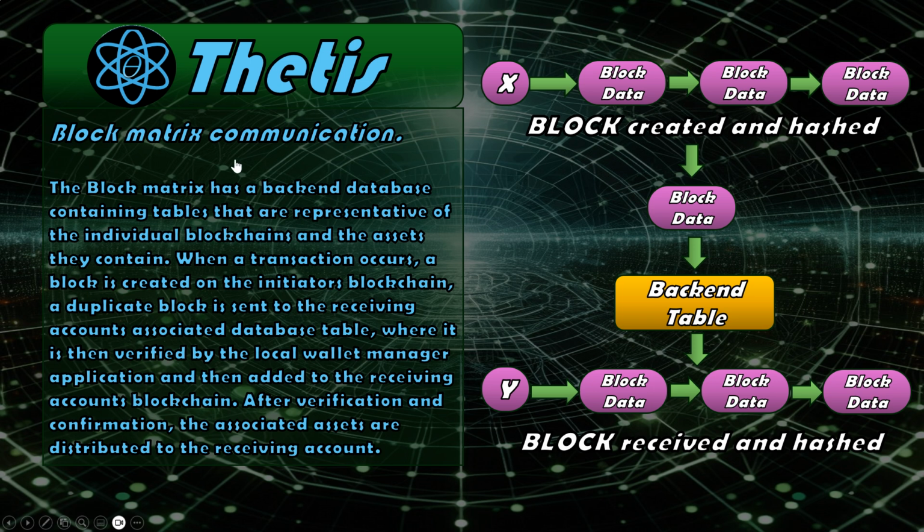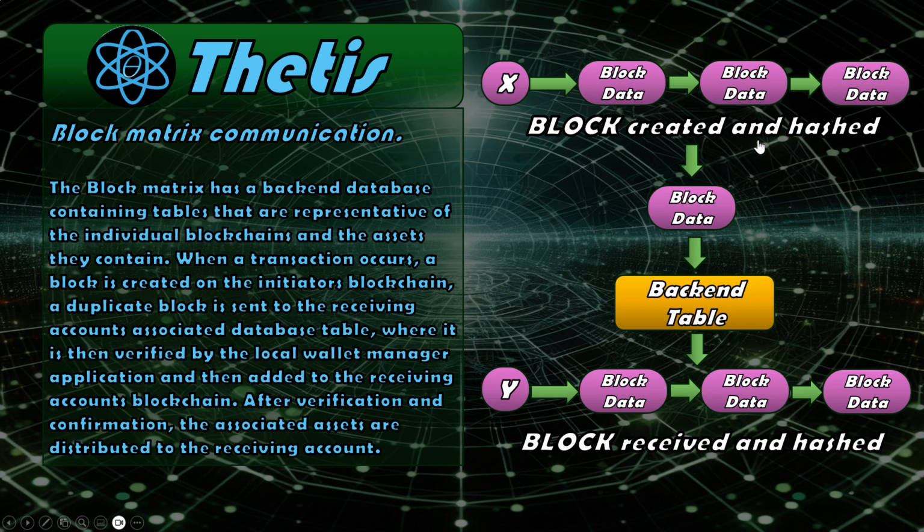So, block matrix communication. The block matrix has a backend database containing tables that are representative of the individual blockchains and the assets they contain. When a transaction occurs, a block is created on the initiator's blockchain. A duplicate block is sent to the receiving account's associated database table, where it is then verified by the local wallet manager application and then added to the receiving account's blockchain. After verification and confirmation, the associated assets are distributed to the receiving account.